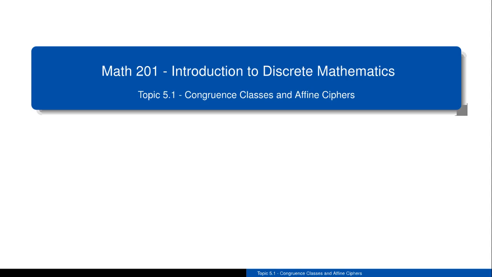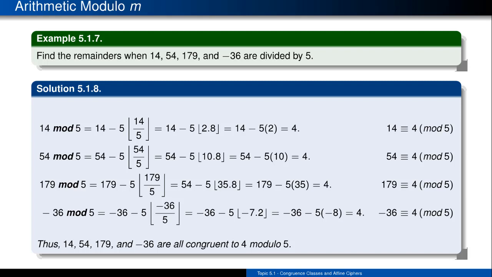So to double back on this formally, we're going to bring back one of the examples that we saw back in Unit 3: I'm given a whole bunch of different numbers, and I want to determine what their remainders are when I divide them by the same exact number. In this case, I was looking at the numbers 14, 54, 179, as well as negative 36. And I know that if I divide these by 5, they're all going to kick out the exact same remainder. In this case, a remainder of 4.